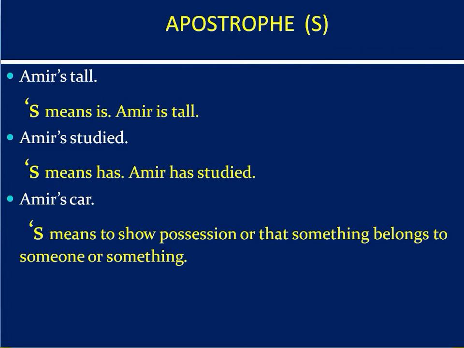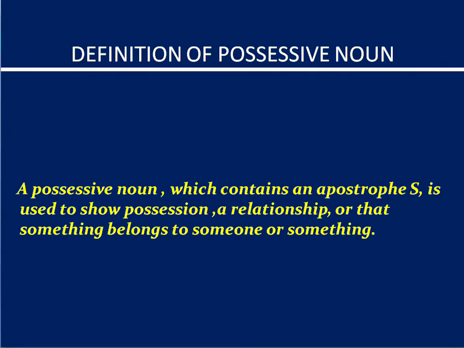Let's see the definition. A possessive noun, which contains an apostrophe S, is used to show possession, a relationship, or that something belongs to someone or something. This is the definition of possessive noun. I am reading it again.